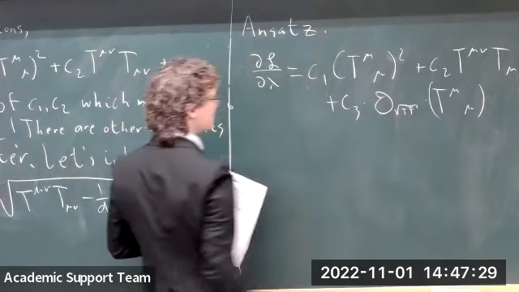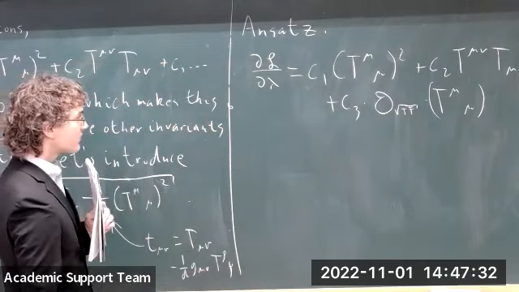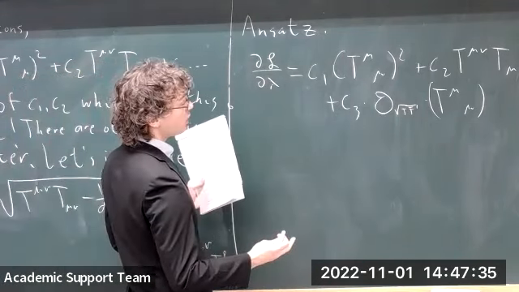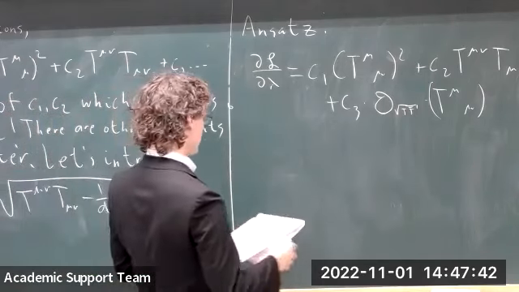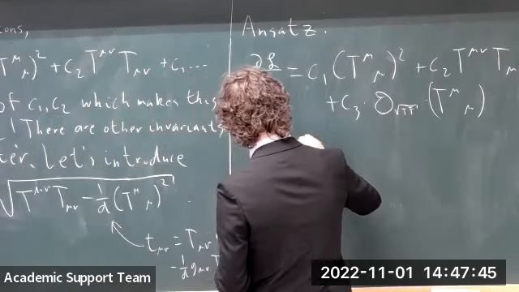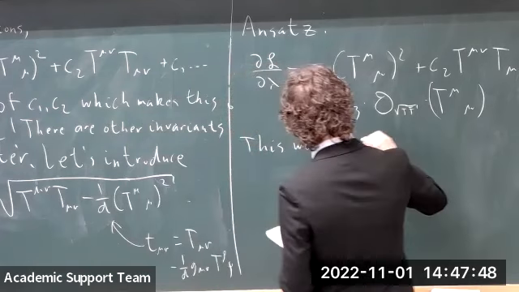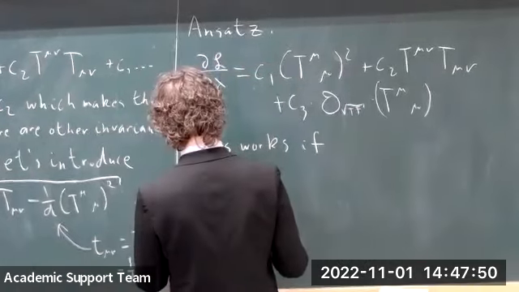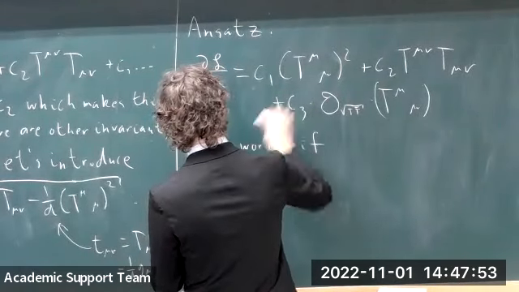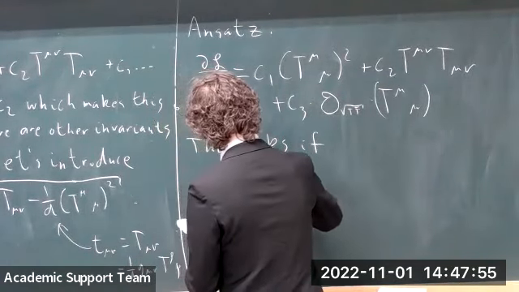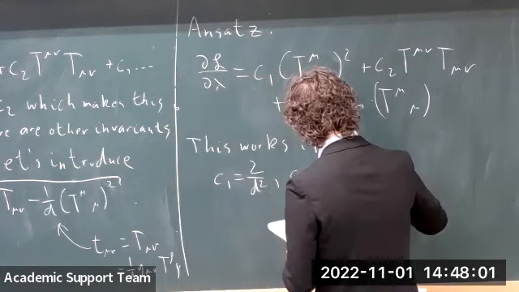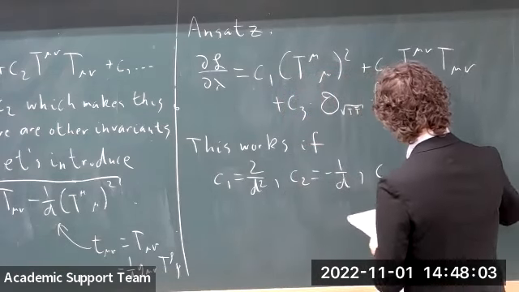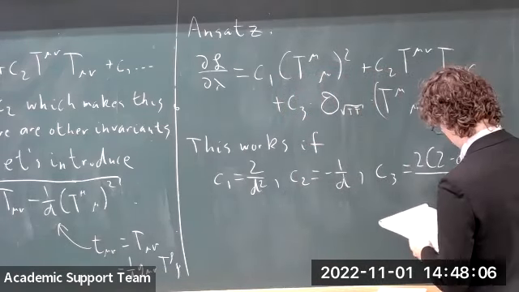So my claim is that if you make an ansatz of this form and ask what coefficients do I need in order to generate the Nambu-Goto action from the free scalar in d dimensions, you can solve this problem. And you'll find that this works if you choose the coefficients in a particular way. So the C1, in front of the trace squared piece, needs to be, say, 2 over d squared. The C2 will be minus 1 over d. And the C3 will be 2 times the quantity 2 minus d over d squared.